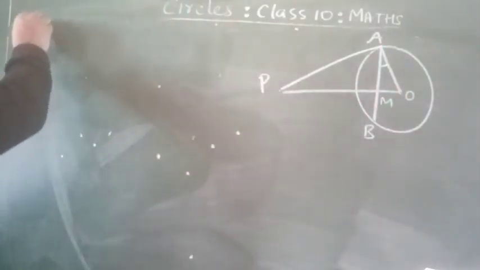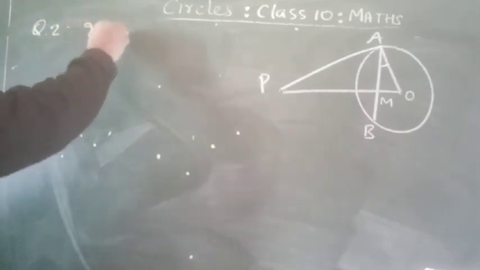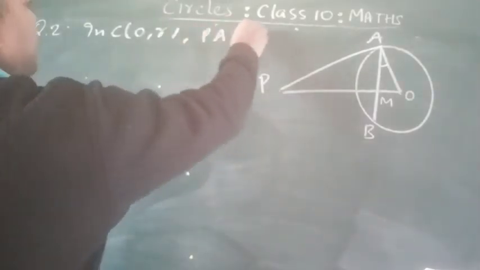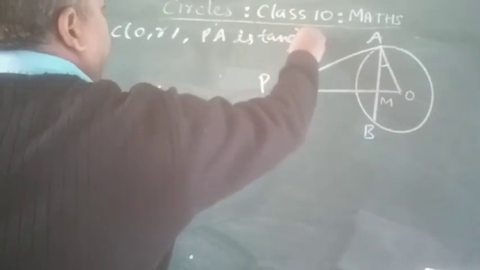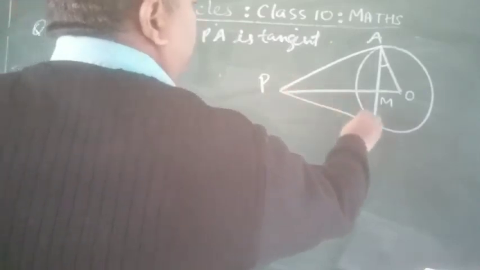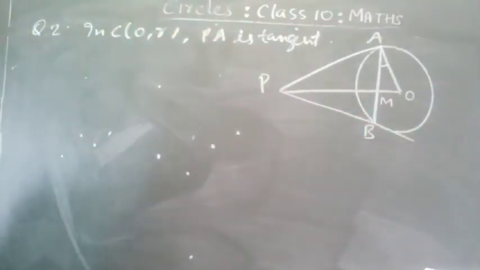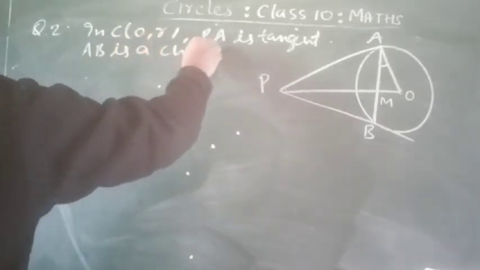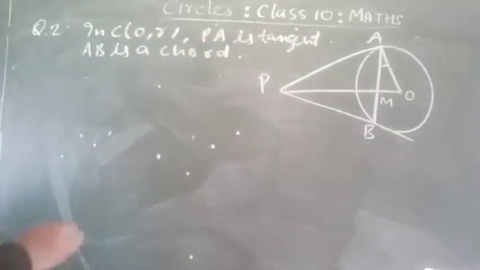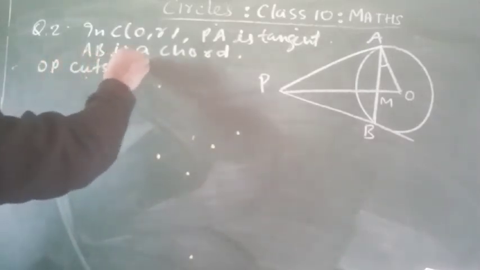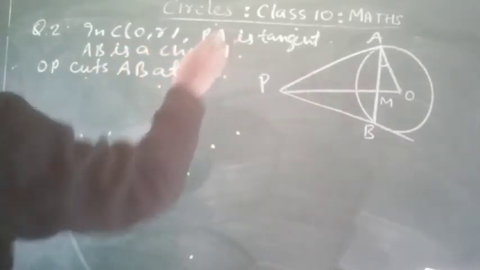Okay, so we have to prove the second question. In circle with center O, PA is a tangent. What is given? We have to join this one also. AB is a chord. OP cuts AB at M. It's also a very important question.